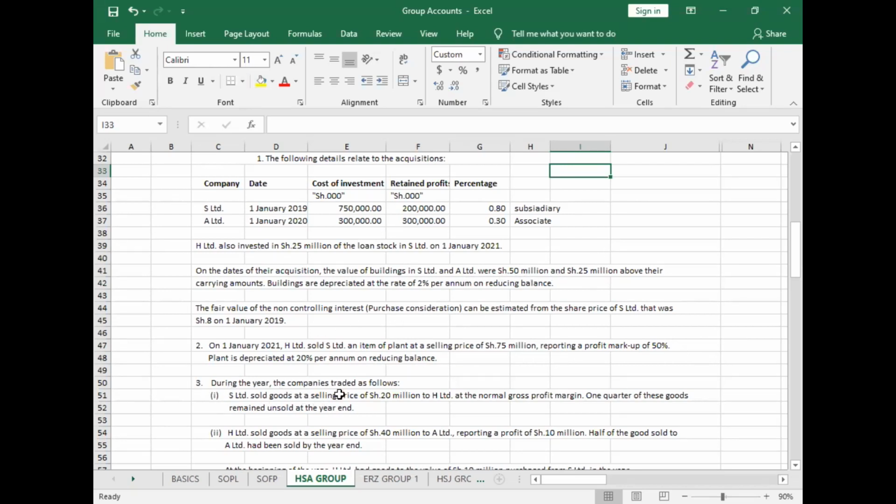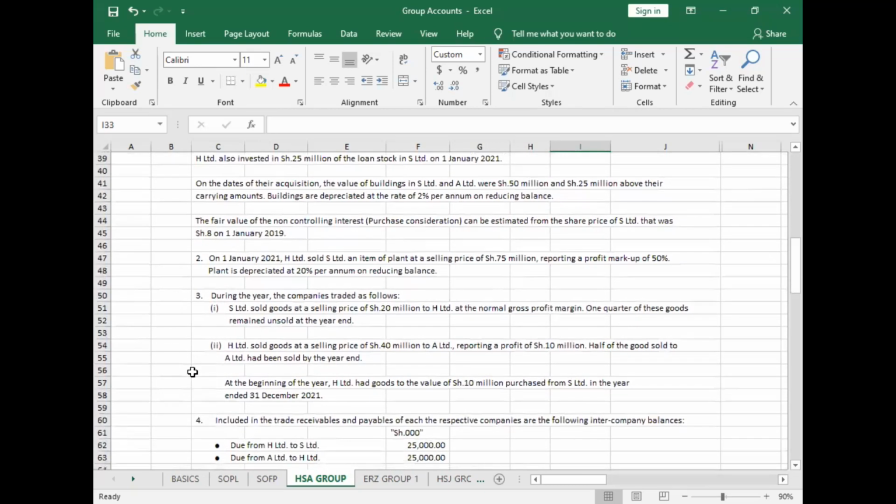Then during the year, the companies traded as follows. S Limited sold goods at a selling price of 20 million to H. So you can see it is a subsidiary selling to the holding company, isn't it? So it's an upstream sale, first of all. Then it will result in UPS, isn't it? Then they say a quarter of the goods still remained at year end, isn't it? Then number two, they say H Limited sold goods at a selling price of 40 million to A Limited, isn't it? The parent selling to an associate, isn't it? That one we don't consolidate, isn't it? So it will be irrelevant.